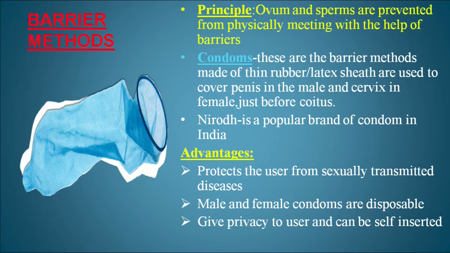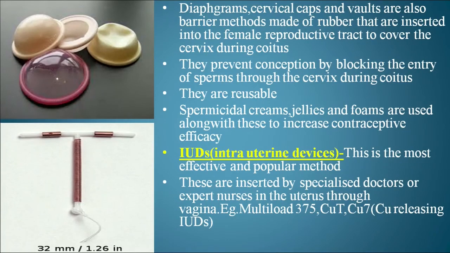What are the advantages of condoms? They protect the user from sexually transmitted diseases. Both male and female condoms are disposable, give privacy to the user, and can be self-inserted. Diaphragms, cervical caps and vaults are also barrier methods made of rubber that are inserted into the female reproductive tract to cover the cervix during coitus.